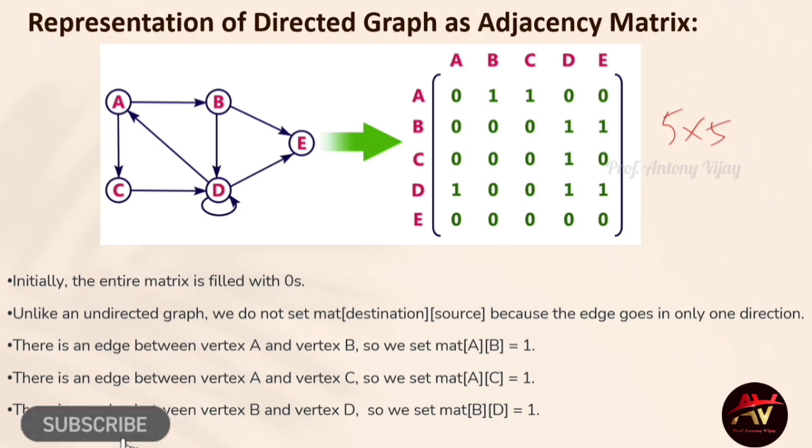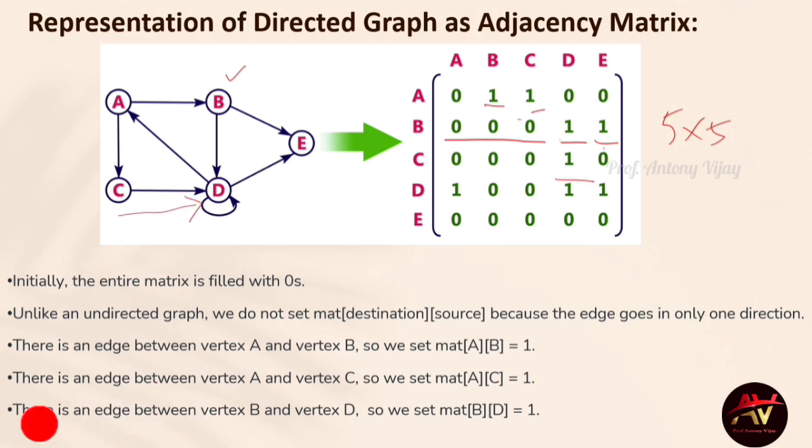So A to B will be 1 and A to C is 1. A to D is 0, A to E is 0, so all others are 0. Keep in mind. And for B, B to D is 1 and B to E is 1, all others are 0. And for C, only C to D is 1.